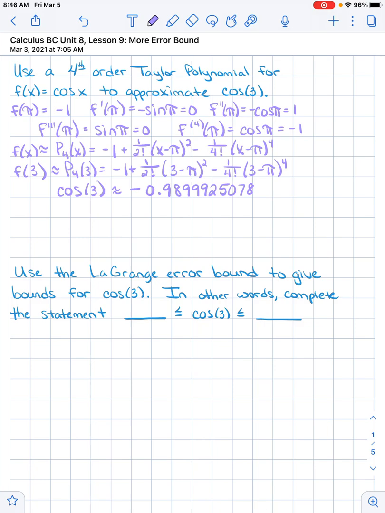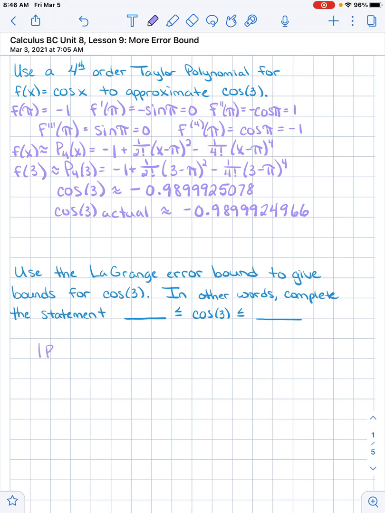I mean, I guess I can just find that while I'm talking about it right now. So the cosine of 3 actual is approximately -0.9899924966. So we're really, really close. That means our error bound is going to be minuscule. So let's find that Lagrange error bound.